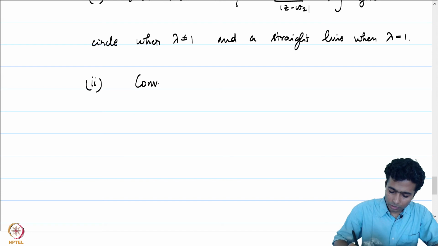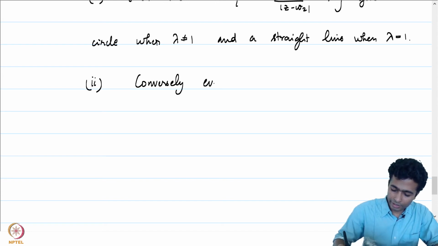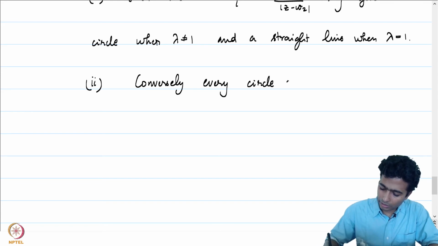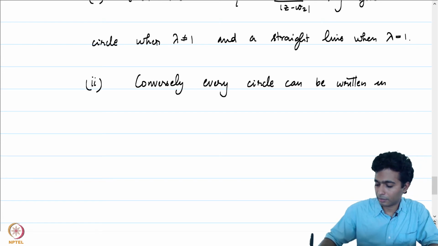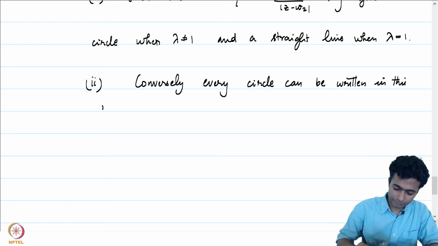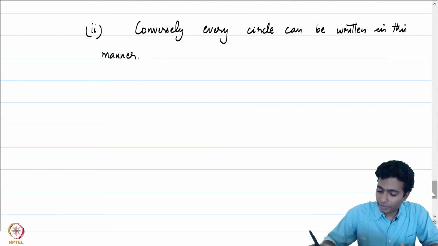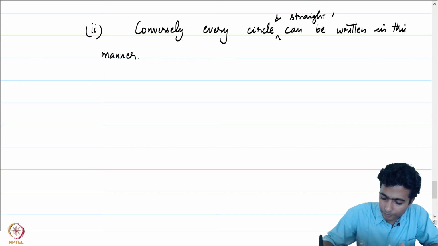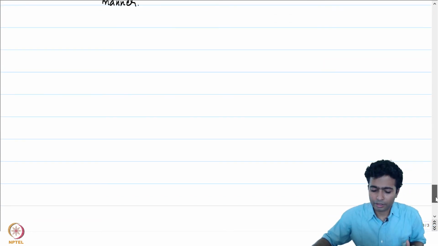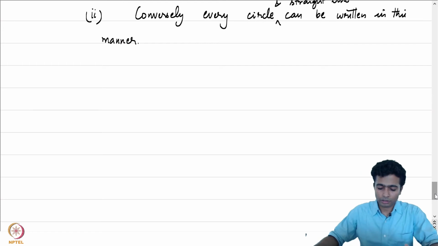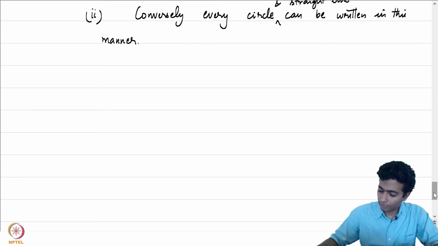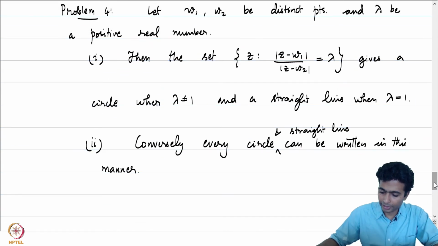Let me just write a converse as well. Conversely, every circle can be written in this manner. In fact, every circle and straight line. I'll not give a detailed proof of the converse. The converse is basic Euclidean geometry. I'll just give you an indicator. The first part, however, let's try to solve completely.